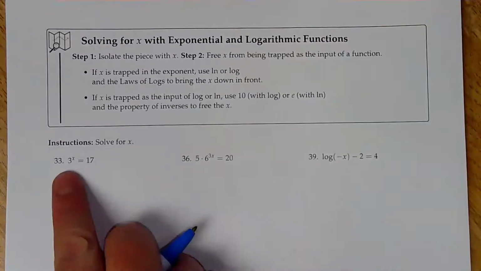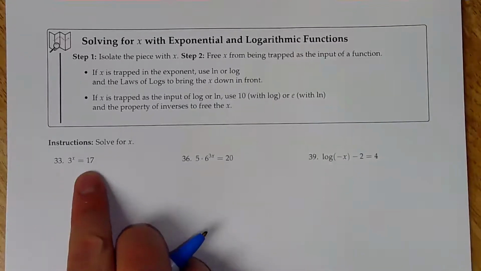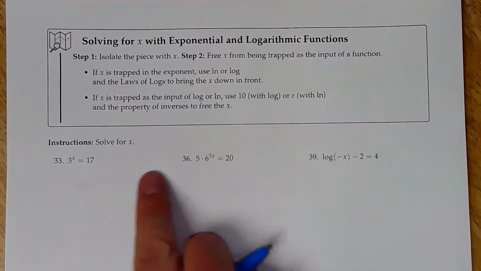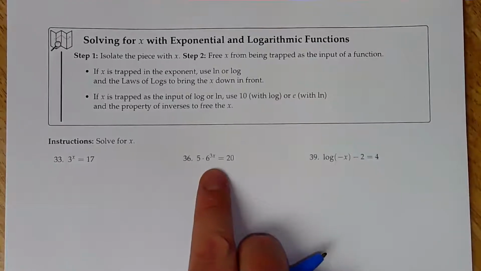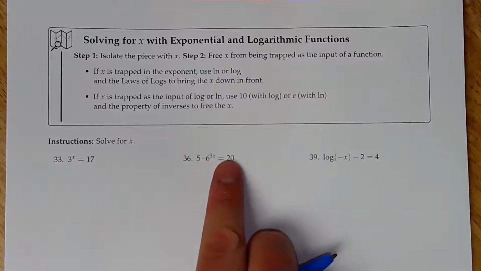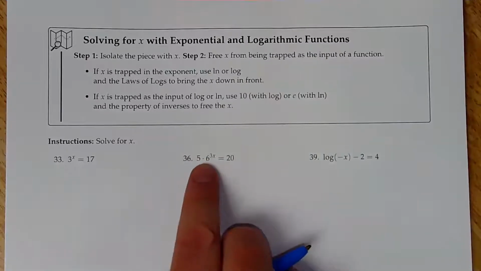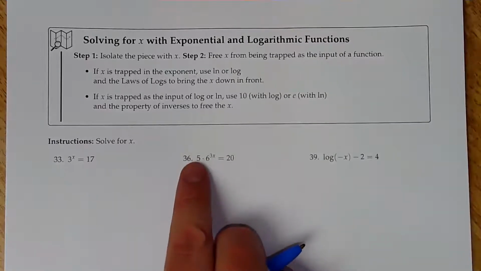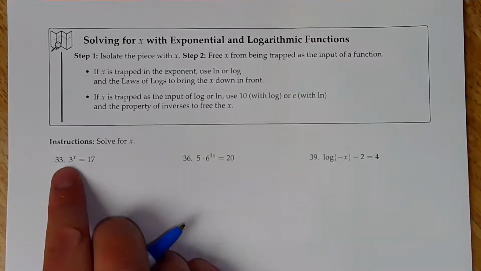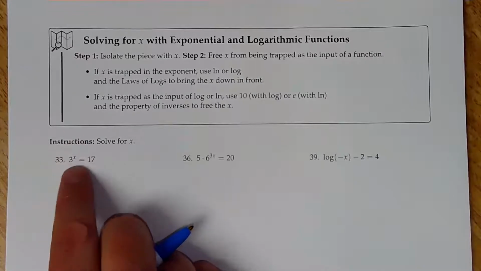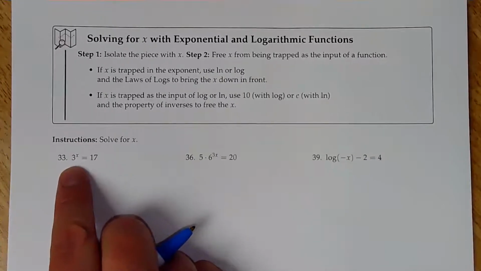So number 33, 3 to the x is equal to 17. We just want to compare this really quick to 36. This is 5 times 6 raised to the 3x equals 20. So here, my x isn't isolated because I'm multiplying by this 5 out here. So I would need to do some work on this one. But on this one, the piece with the x has already been isolated for me. So I'm done with step 1 and I can go straight into step 2.